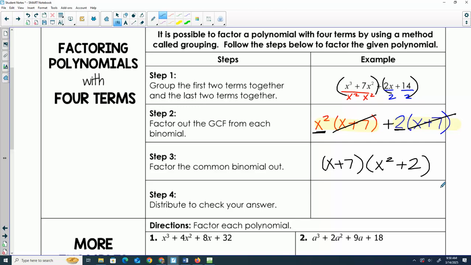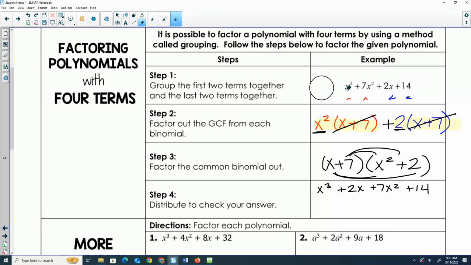And then just like any problem, if you want to check yourself, all you have to do is multiply it out. X times x squared is x cubed. X times 2 is 2x. 7 times x squared is 7x squared. 7 times 2 is 14. Is that the same thing as what I started with? Yeah, I have them in a different order, but we get the same thing. So that's how we could check to see that our factoring works.